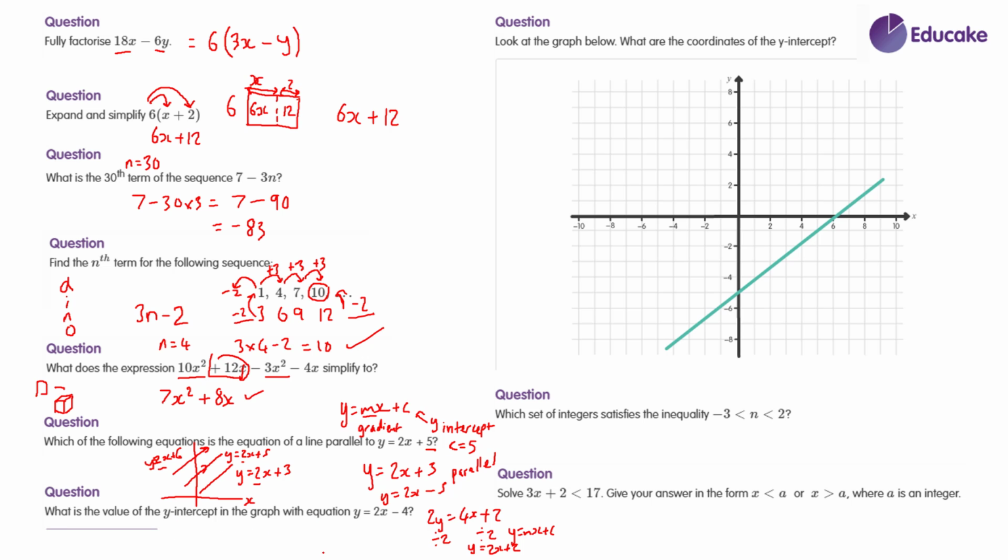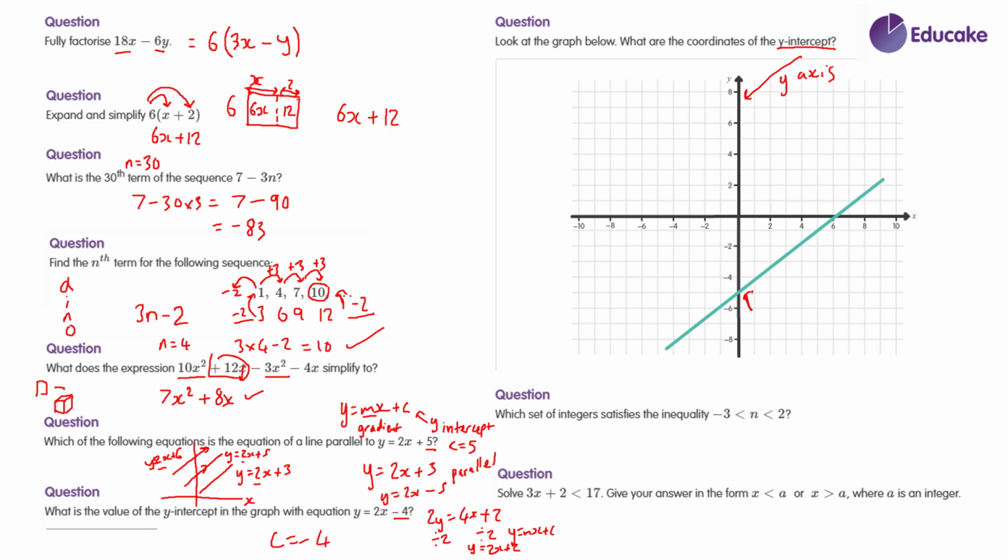So the y-intercept, I showed you, y equals mx plus c. What is the c here? c equals minus 4. So once you remember this, it's just marks in your pocket. So what are the coordinates of the y-intercept? Well, the y-intercept is when it crosses the y-axis.